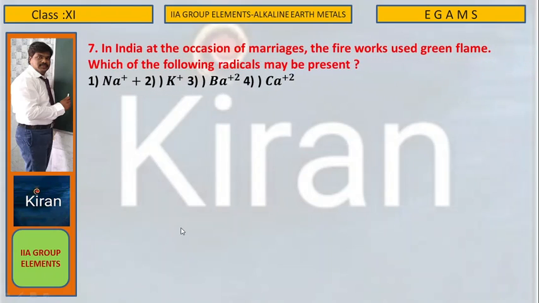In India, on the occasion of marriages, fireworks used give a green flame. Which of the following radicals may be present? So which one can show a green flame in this case? Sodium ion, potassium ion, barium ion and calcium ion. Among these, the right option is barium, which can give a green color.